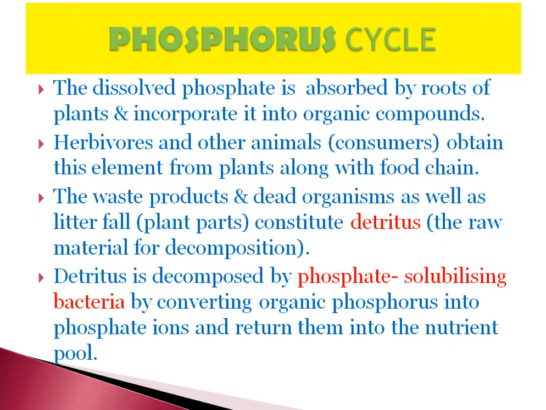The waste products and dead organisms as well as litter fall, that is fallen plant parts, together constitute detritus. Detritus is raw material for decomposition. Detritus is decomposed by phosphate-solubilising bacteria by converting organic phosphorus into phosphate ions and returning them into nutrient pool.